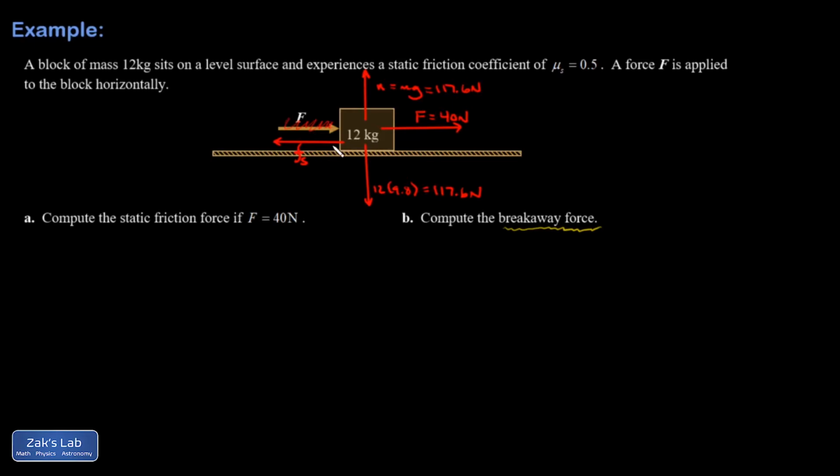All right, so first I want to address the most common mistake with this problem, which is to assume that the static friction force is maximized. So the formula for static friction is like that. And if I computed that, I have a coefficient of static friction of 0.5, so I get 0.5 times 117.6. And that would give me 58.8 newtons.